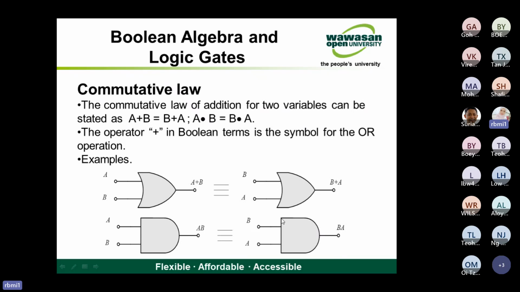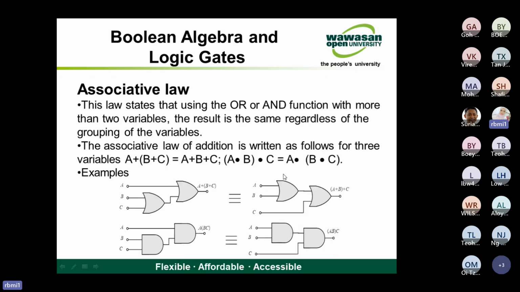The commutative law of addition is implemented with the OR gate, and the commutative law of multiplication is implemented with the AND gate, using two inputs and one output. So this is the symbol of circuit representation. Next one we have the associative law.